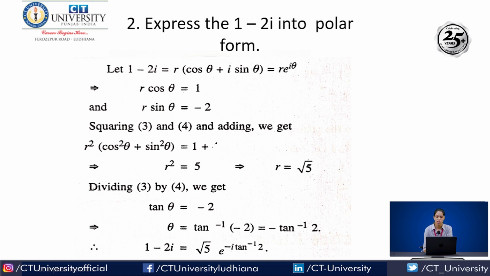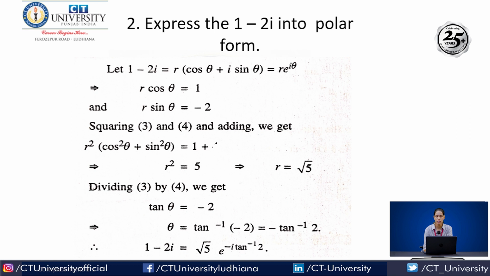Let's take firstly z equals r cos theta plus iota sin theta. So 1 minus 2 iota equals r cos theta plus iota sin theta. It may also be written as r e raised to power iota theta. Taking the real and imaginary parts, 1 equals r cos theta and minus 2 equals r sin theta, where r cos theta and 1 are the real parts and r sin theta equals minus 2 is the imaginary part.